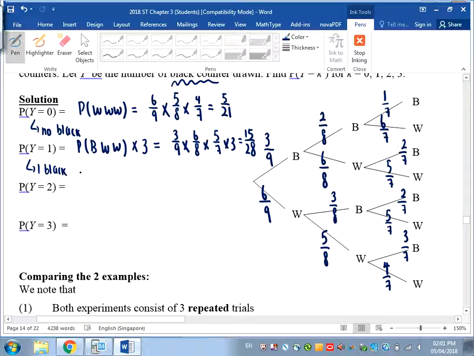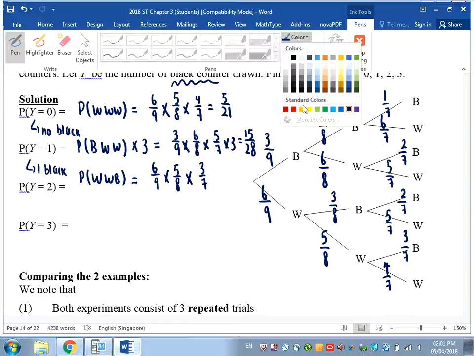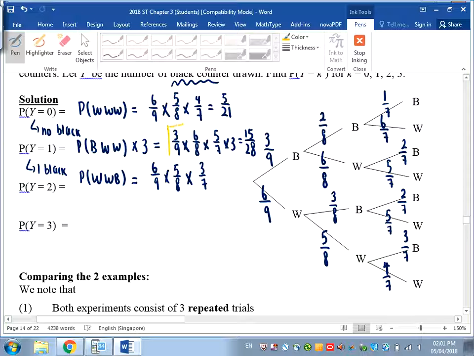So let's try. If I want to find white, white, black, what is the probability? We write down 6 over 9 times 5 over 8 times 3 over 7. This is for white, white, black. So if we compare now, do they look like they are the same value? We compare this with this. Do they look the same to us? At first glance, maybe not.